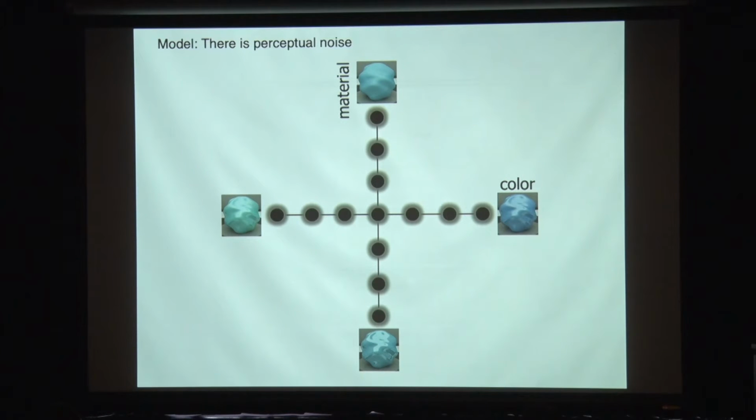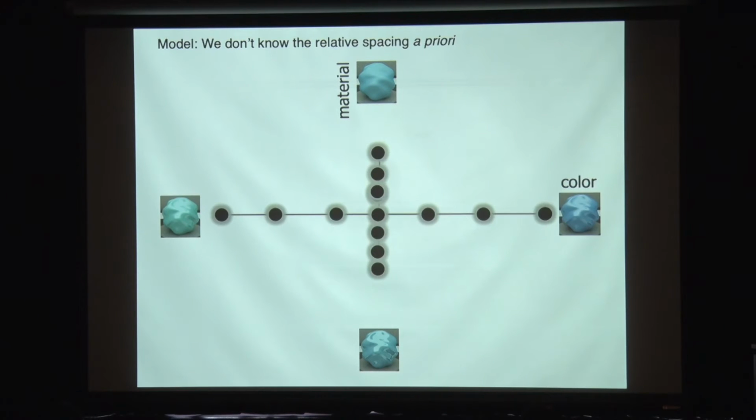So the representations are going to have a little cloud around them to denote, and this is the idea from the theory of signal detection, that there is noise in the perceptual representation, that the draw on any given trial may not be right at the center, but could be spread out according to some distribution near there. And in addition, we don't know that our spacing along the color axis and our spacing along the material axis are the same, so one axis could be stretched perceptually relative to the other.